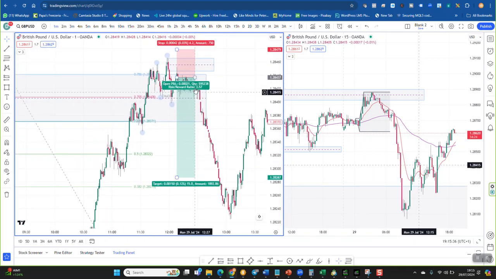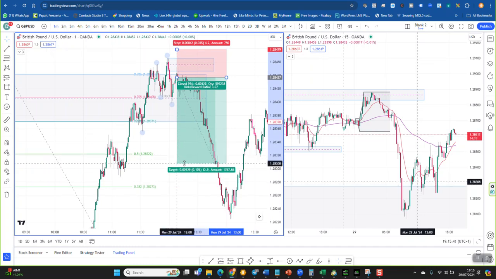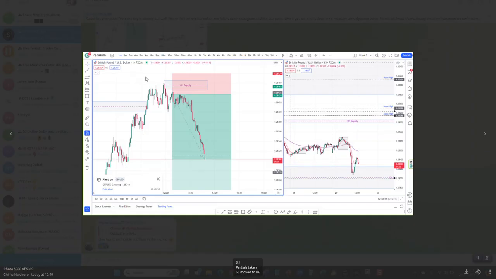So when you check that now, I was able to then get my 3 to 1 very quickly on this. So I got my 3 to 1 around there, which is what I posted in the group.